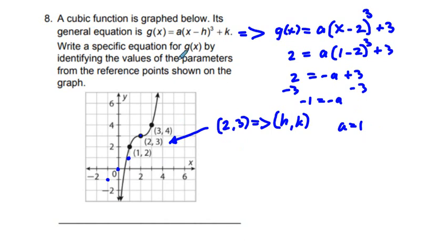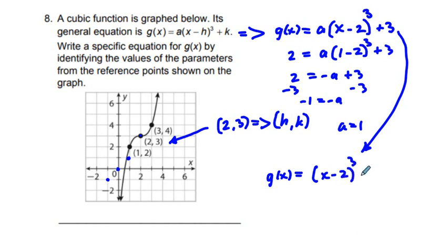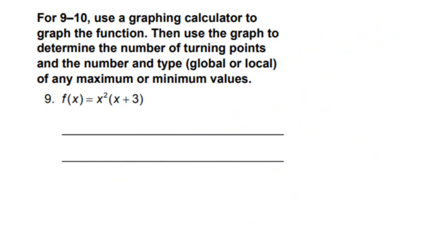And so what's going to be our final equation for this? We're going to plug 1 in for a. So our final answer for this one is going to be g of x equals, I'm going to put nothing outside because a is 1. Then we have quantity x minus 2 cubed plus 3. So that is what is going to be put here on that blank space for us as our correct answer.